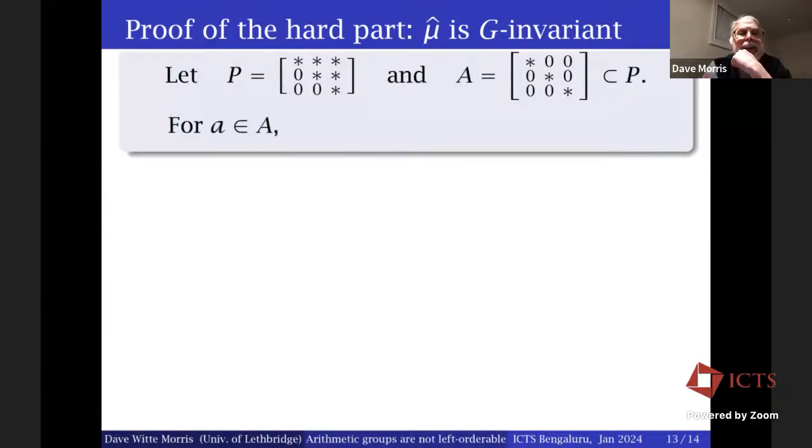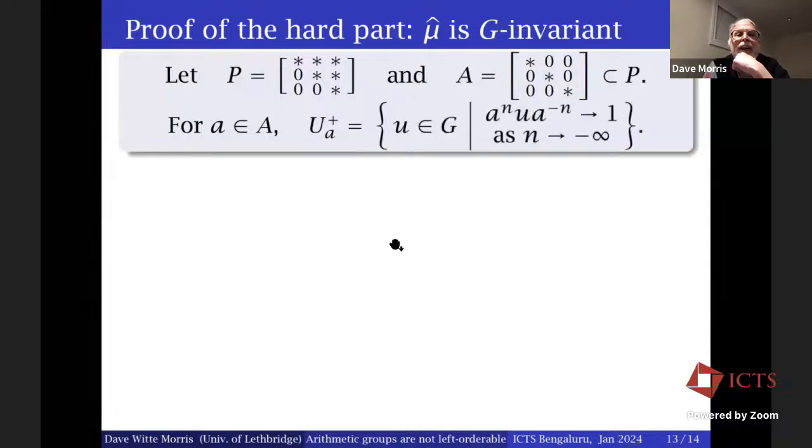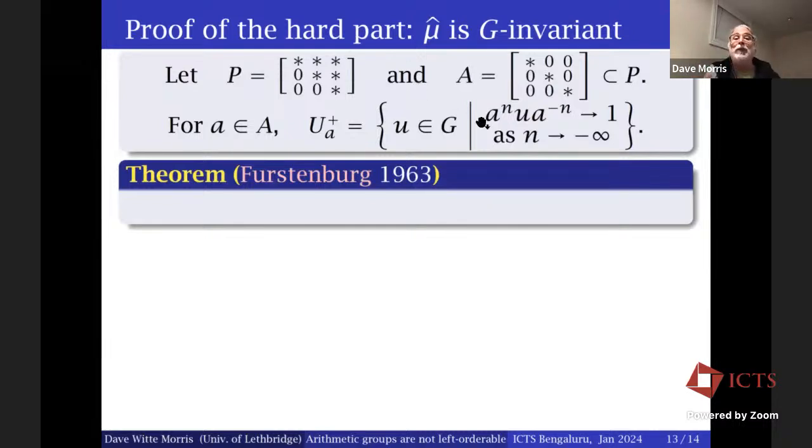And now, if you have an element of A, I want to define what's called the expanding horospherical subgroup. It's the elements of G that when you conjugate by A to the n, it gets bigger and bigger. Well, I said here that this tends to 1 because I'm letting n go to minus infinity. So if when you conjugate it goes to the identity, meaning it gets smaller and smaller as n goes to minus infinity, that means these things are getting huge as you go to plus infinity. So that's why I put plus here. This is the expanding subgroup. It's the elements of G that are expanded as you go to infinity, which means they're contracted as n goes to minus infinity. Okay, so that's just notation.